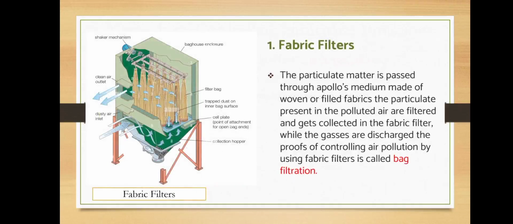Now see the first type, fabric filters. The particulate matter is passed through a porous medium made of woven or felted fabrics. Particulates present in the polluted air are filtered and get collected in the fabric filter, while the gases are discarded. The process of controlling air pollution by using fabric filters is called a baghouse filter.